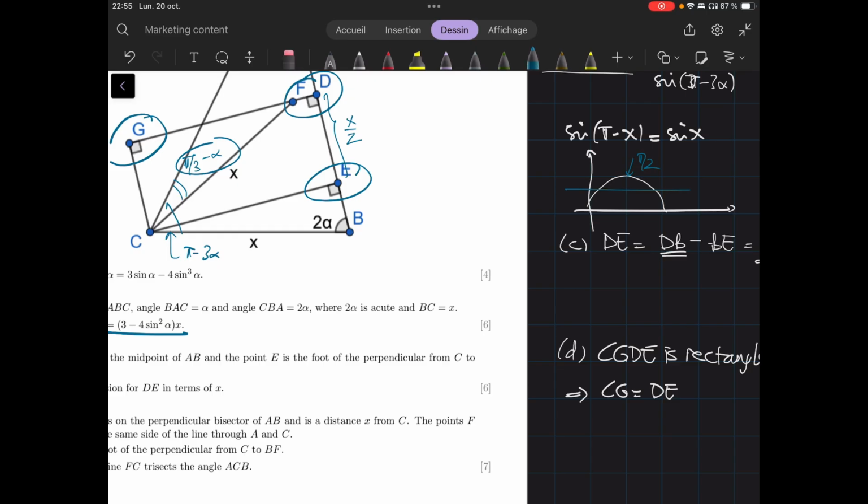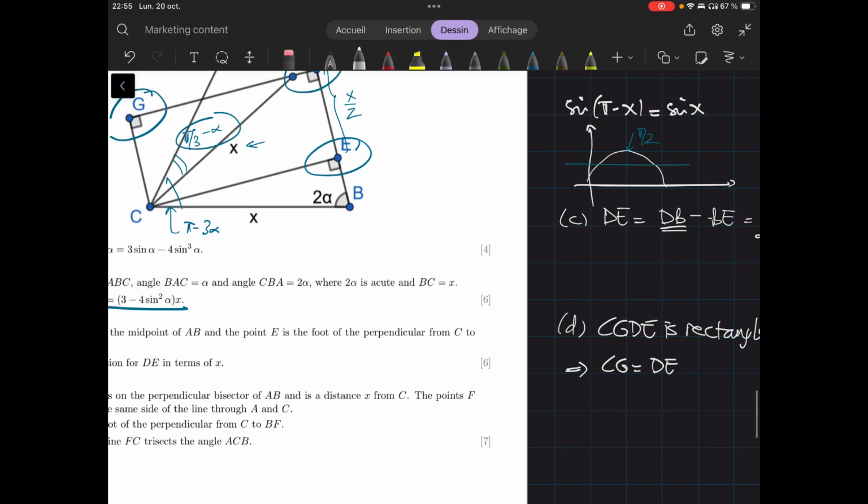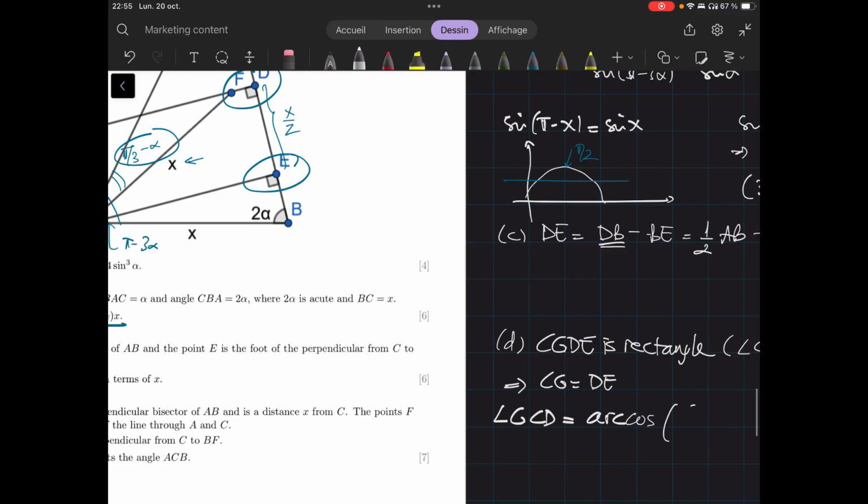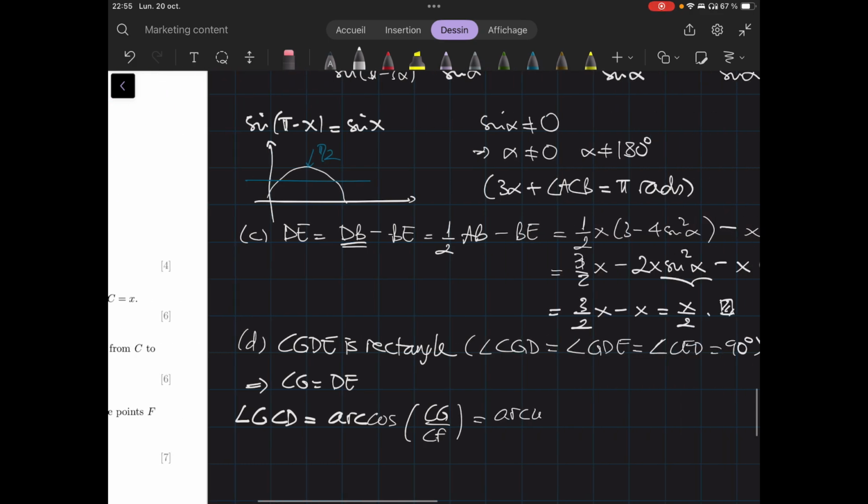We know that CF is equal to x. So that gives us a very useful piece of information. Angle GCF is therefore arccos of CG divided by CF, or arccos of 1 by 2. And this angle is 60 degrees.